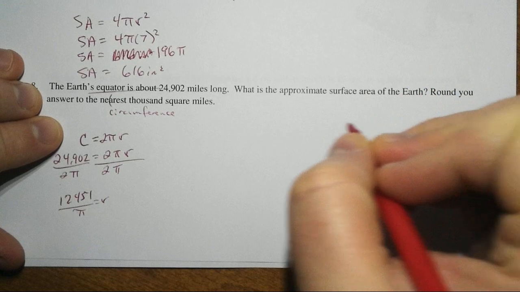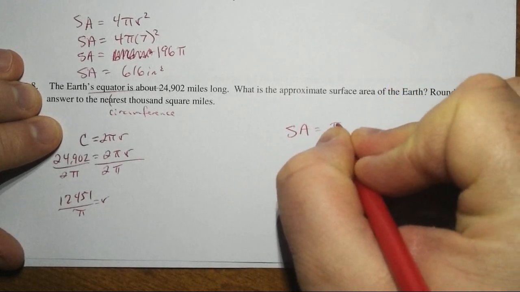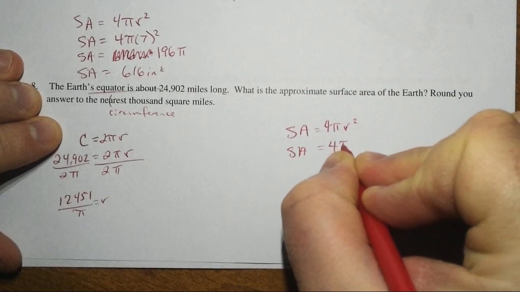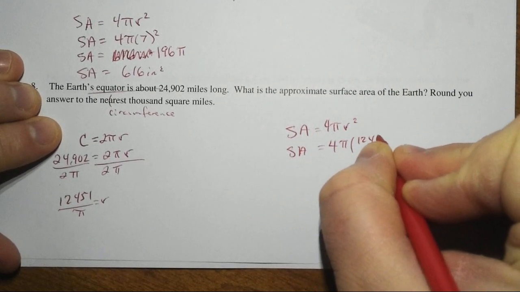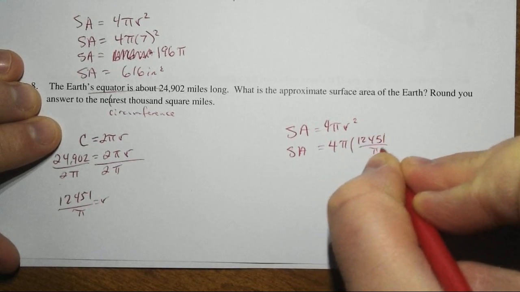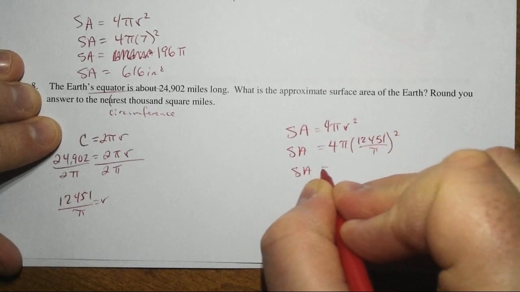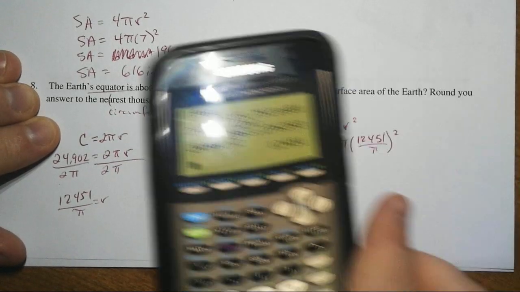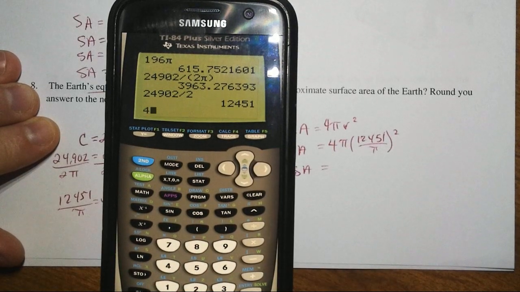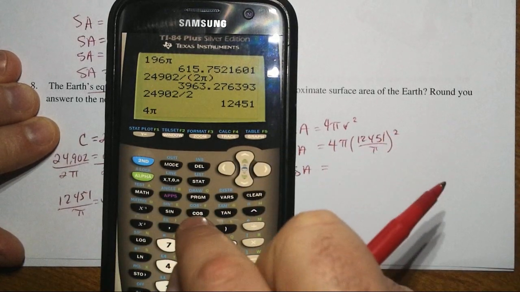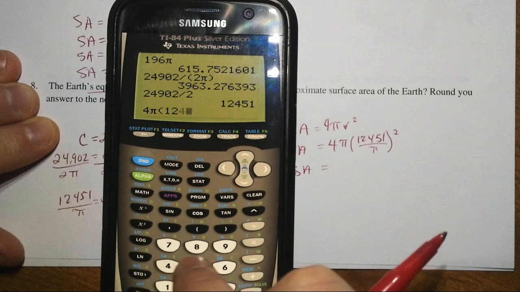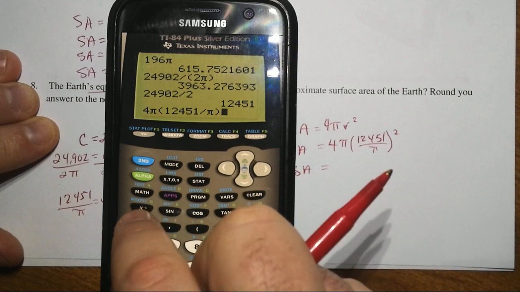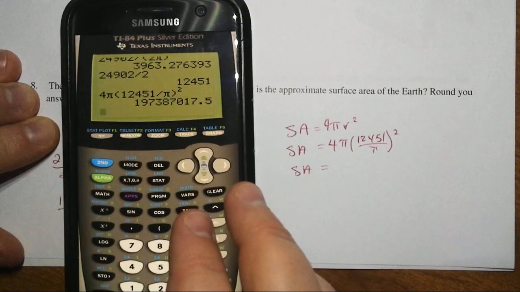So the next thing we want to do is figure out the surface area, and that's 4 pi r squared. So all we're going to do is 4 times pi, so 12,451 over pi, and then square it. If you want to use that decimal, that's totally fine. Okay, no big deal here. In this case, we're just going to do 4 pi parentheses 12,451 over pi. Okay, and then we square that guy, hit enter, and there's our answer.